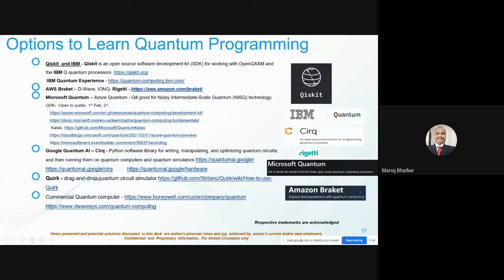Quirk was a drag and drop quantum circuit builder. Nobody is using it nowadays. It was open source, but because the ability to design the circuit is already available in Cirq and Qiskit, nobody's working on Quirk. But it was once upon a time a very popular quantum circuit simulator. And for commercial quantum computing, D-Wave, Honeywell, Rigetti are the big names in commercially available quantum hardware.